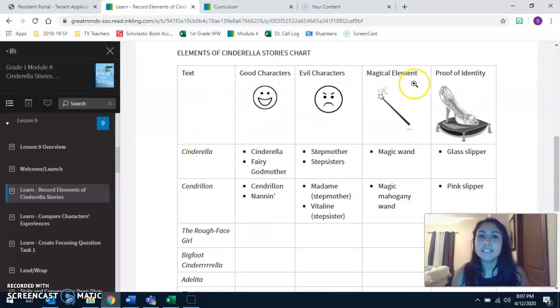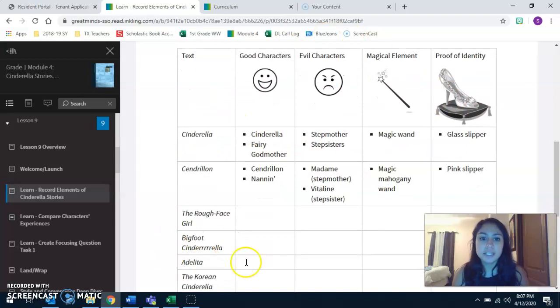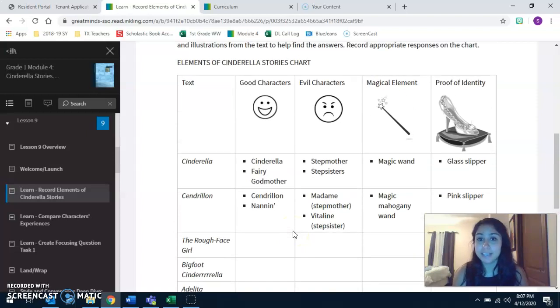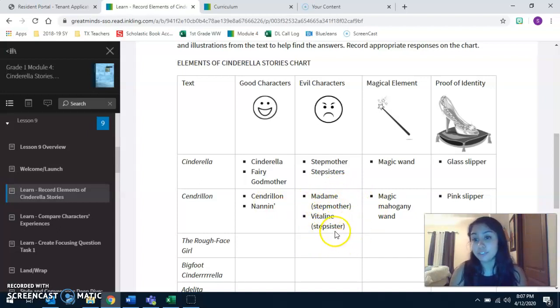So this is my Elements of Cinderella Stories chart. You'll see that some of these are blank. These are stories that we are going to read, but we just haven't read yet. So we have read Cinderella and we have read Cendrillon. Now, the good characters for Cendrillon are, of course, Cendrillon and Nanin. She has some evil characters in that story. Her stepmother's name is Madame, and her stepsister's name is Vitaline. The magical element of this story is the magic mahogany wand. And the proof of identity is the pink slipper.